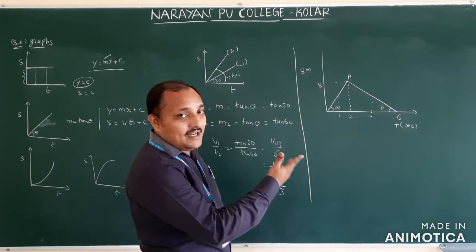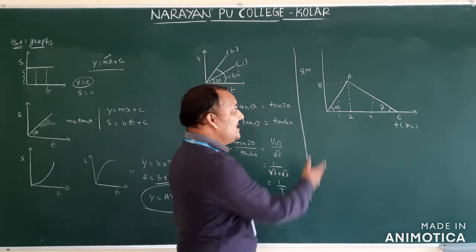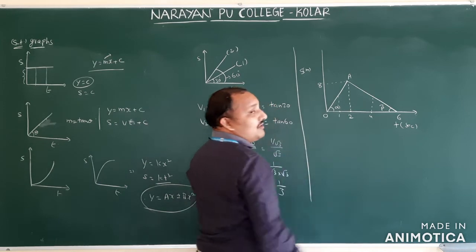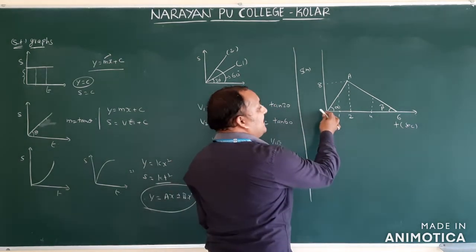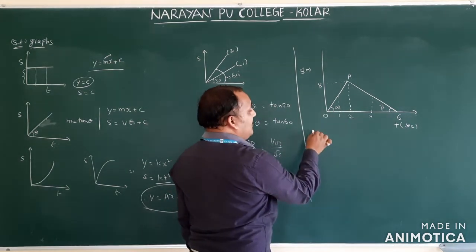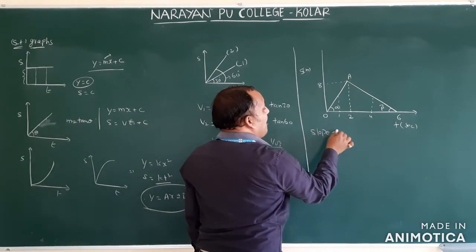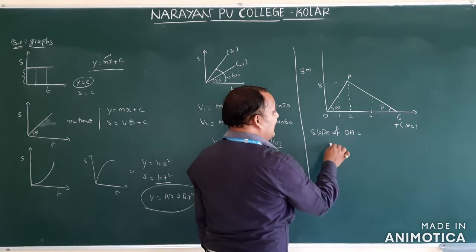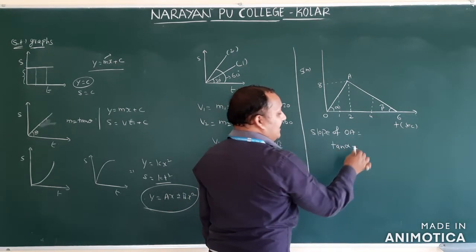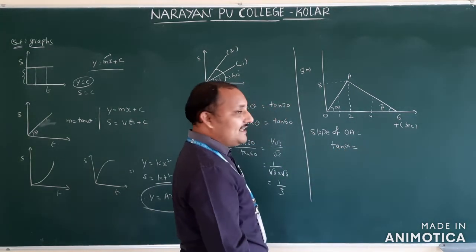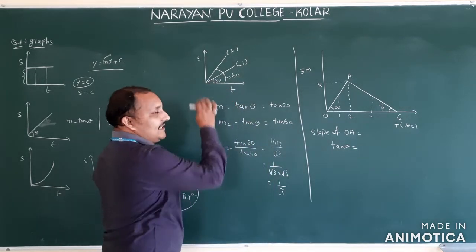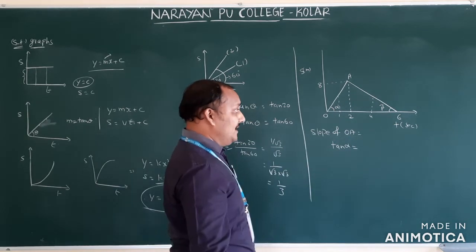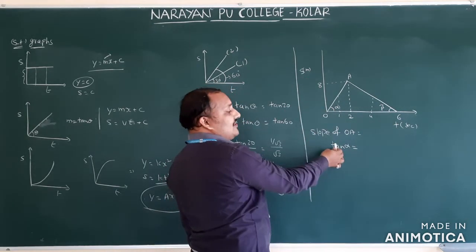uniform velocity. Therefore, wherever we take, the slope of this line OA gives the velocity between 0 and 2. So the slope of OA is equal to, what is the formula? Tan alpha. Here alpha they didn't give. In the previous problem they gave 30, therefore tan 30 there. Here tan alpha means the general definition of tan alpha in mathematics. What is the general definition of tan alpha?